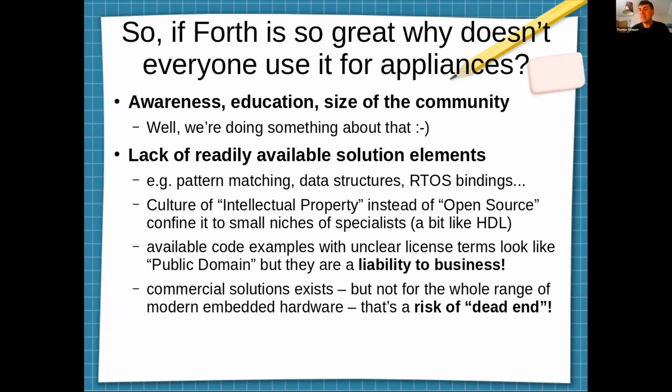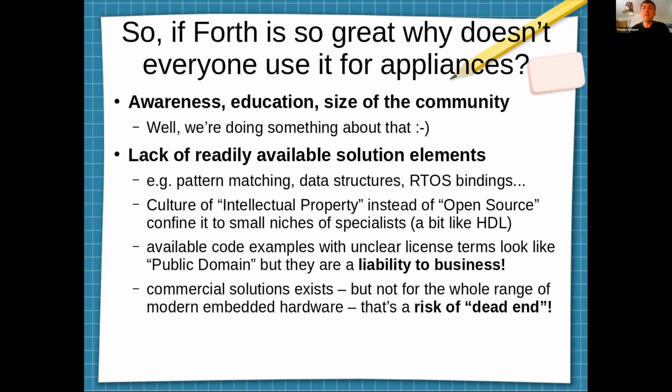Well, there's a lot of talk about that, right? In this meeting, I've heard a lot of discussions about it. I think in every discussion when our Forthers meet. Awareness, education, size of community. So when you're doing something about that, it's good. But there's something else.